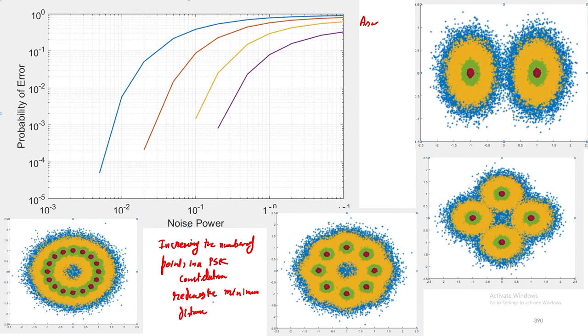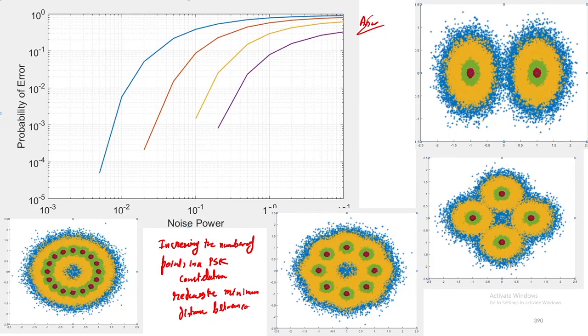Now we have a theoretical formula for this. Actually, this is just a formula and we haven't derived this, but you can look at a digital communication course to see how to derive this. It's not hard. Minimum distance between constellation points, and hence the probability of error, increases with the number of constellation points.